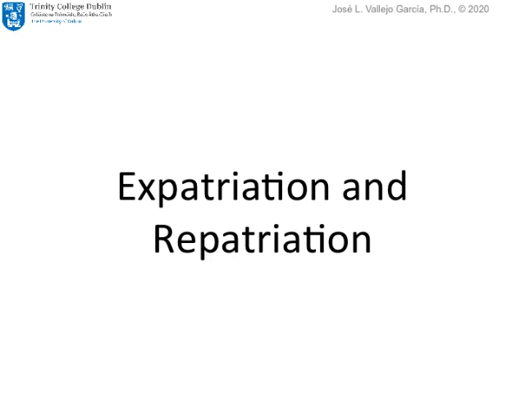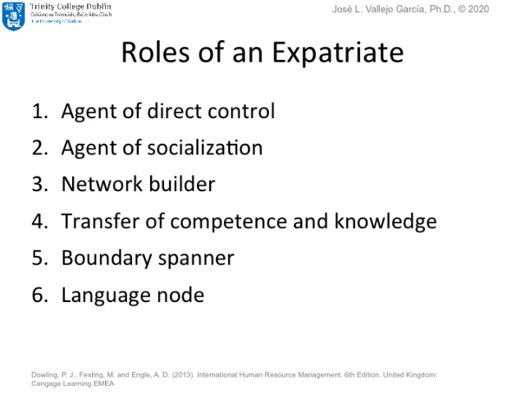So, expatriation and repatriation. There are 6 main roles of an expatriate. First of all, an expatriate can be an agent of direct control. I'll explain those in detail in a moment. Second, the expatriate can be an agent of socialization. It can be a network builder, a transfer of competence and knowledge, a boundary spanner, and it can be considered a language node.